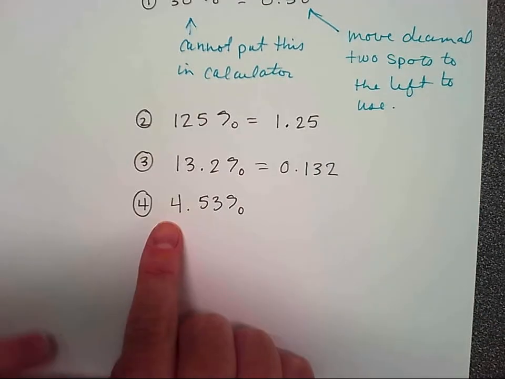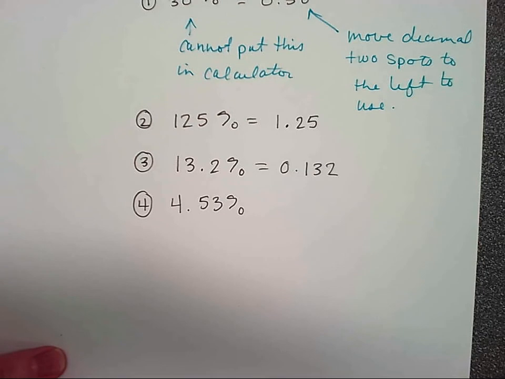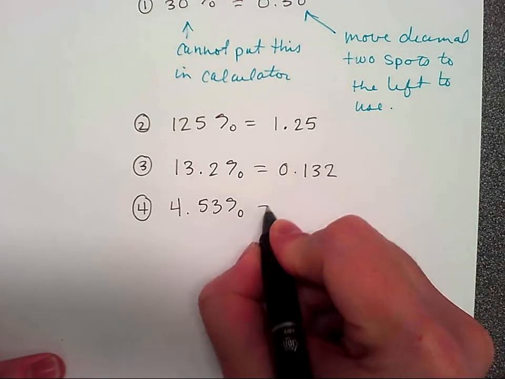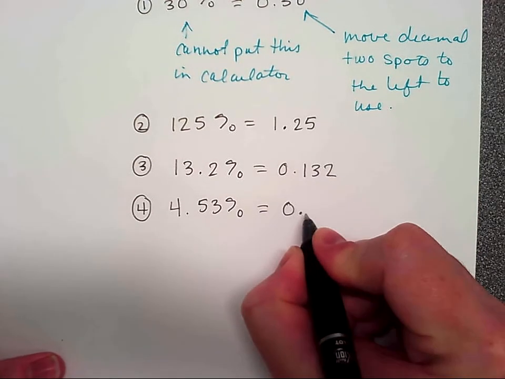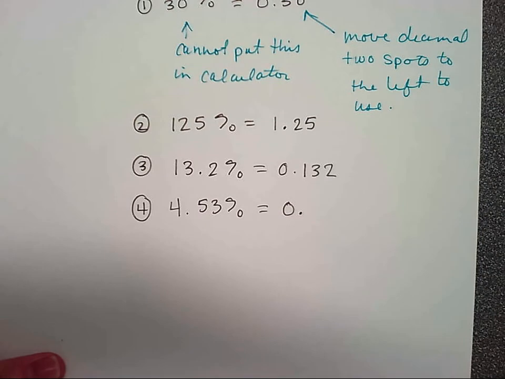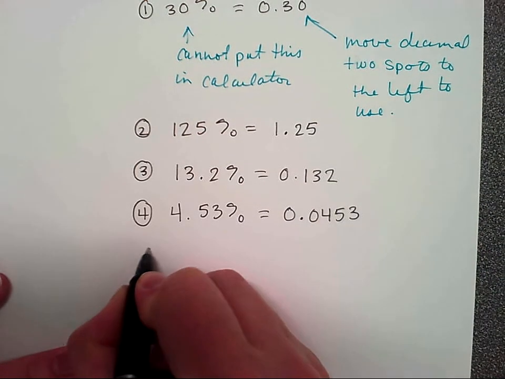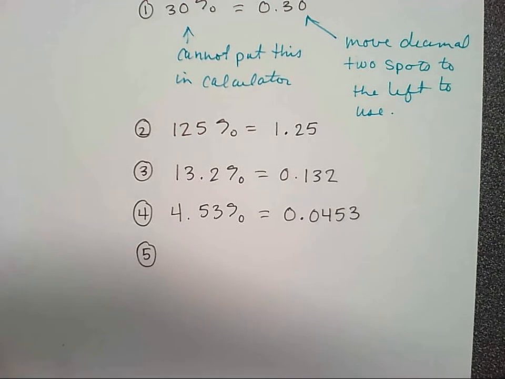All right. How do we write this as a percentage? Stop doing it in your calculator. Put it away. What is it? 0.0453.